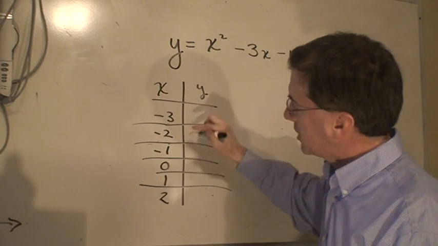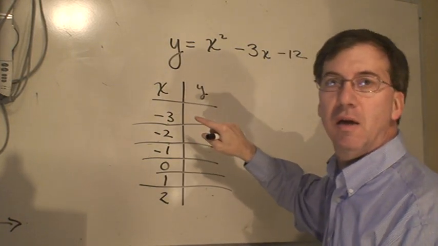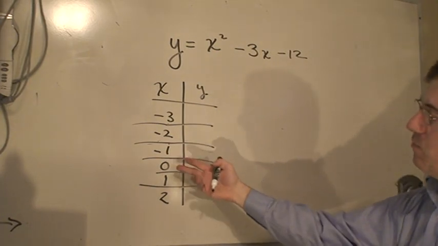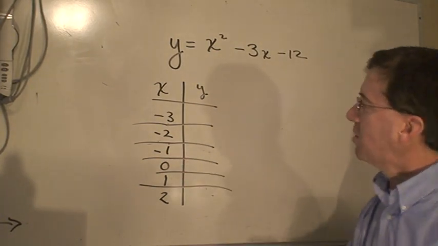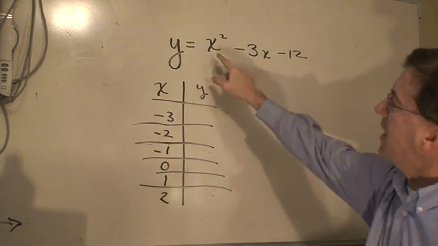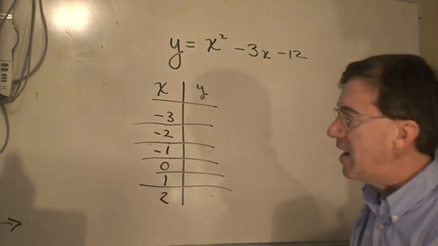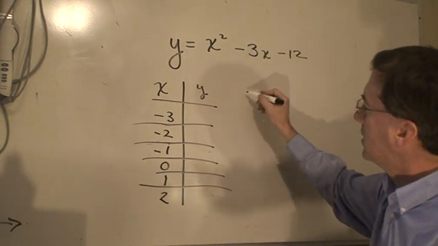And I've given you some x values here: negative 3, negative 2, negative 1, 0, 1, and 2. So all I'm going to be doing is plugging in these x values for x in this equation to see what y would be. Now let's look at this.